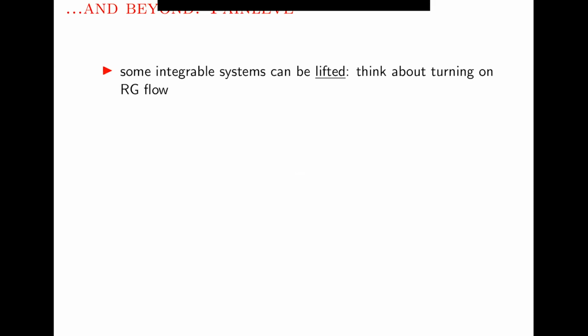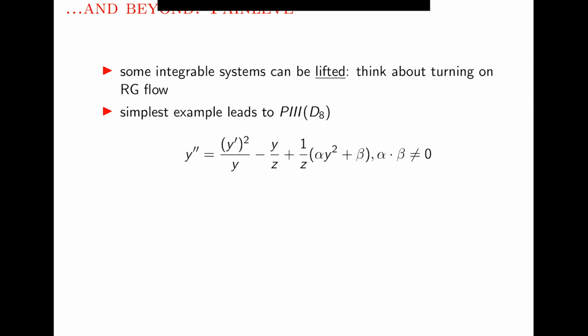The thing we do here is we consider a particular lift of this integrable system. So it becomes de-autonomized in a certain sense. What you can think about is turning on RG flow for parameters in the theory. It's a very specific way that it evolves. The simplest example here will lead to Painlevé III, the D8. This is a particular specialization, just y given on the complex plane plus infinity, right? And these are just two parameters.